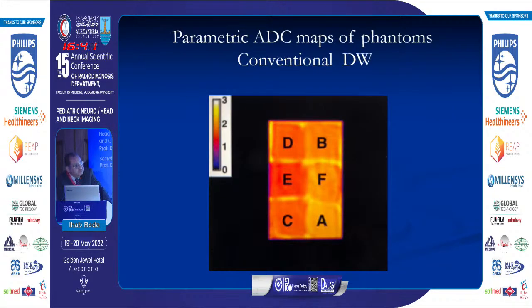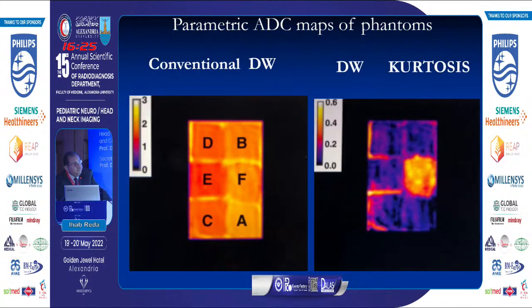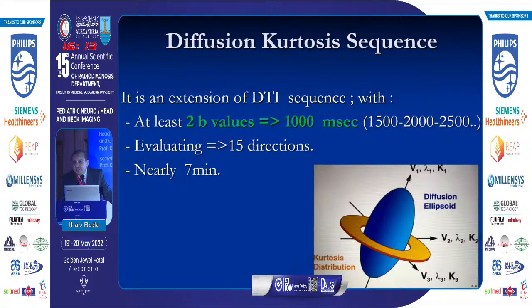This is a phantom filled by sucrose of different concentration, and the F is a paste of asparagus. Using the conventional diffusion, the ADC couldn't differentiate between them. But if we are using kurtosis, the paste of asparagus was nicely differentiated from the rest. So kurtosis really matters.